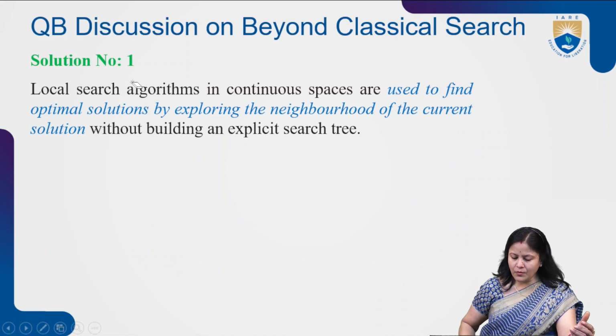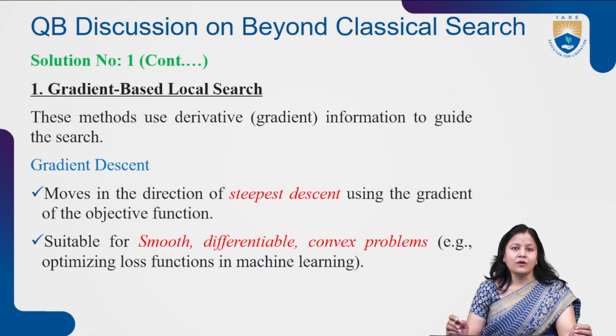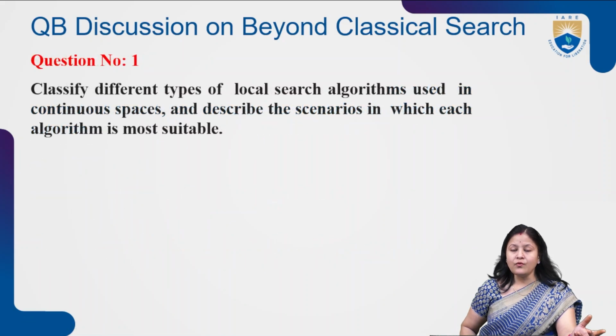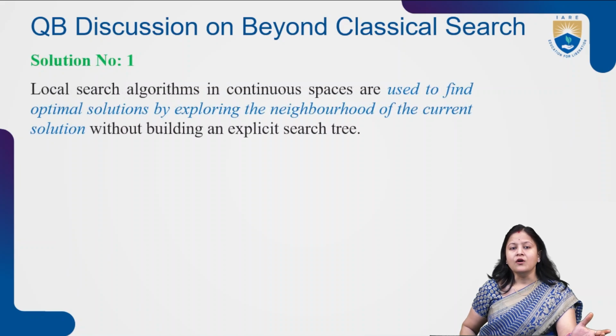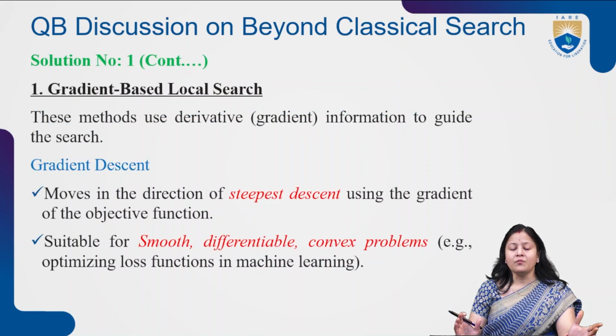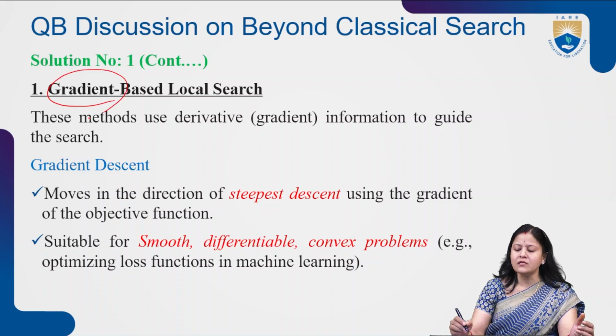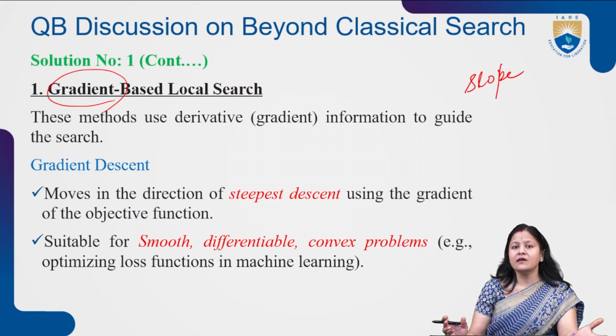The first algorithm is the gradient based local search. As per the question, we have to describe the different types of algorithms as well as the scenarios in which each is most suitable. So first, the algorithm for local search is the gradient based local search. What is the meaning of gradient here? Gradient means the slope at a point at a particular moment. That is called the gradient.